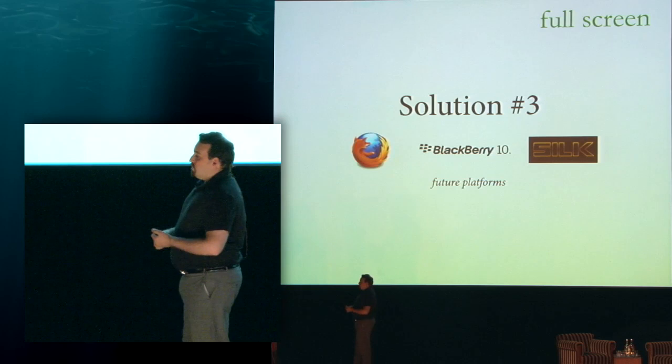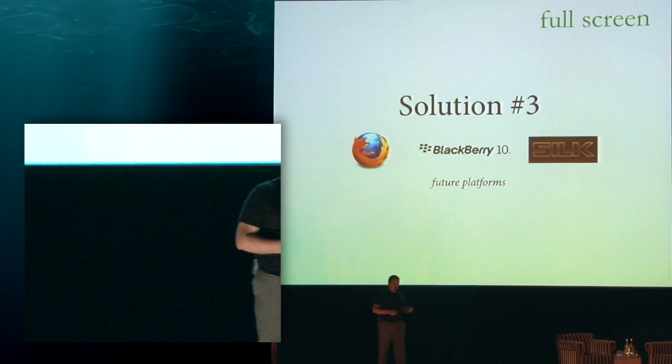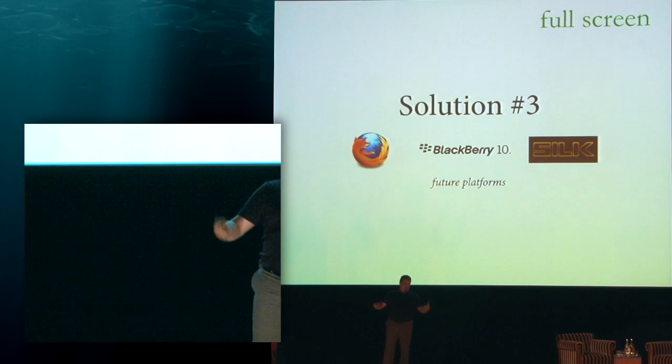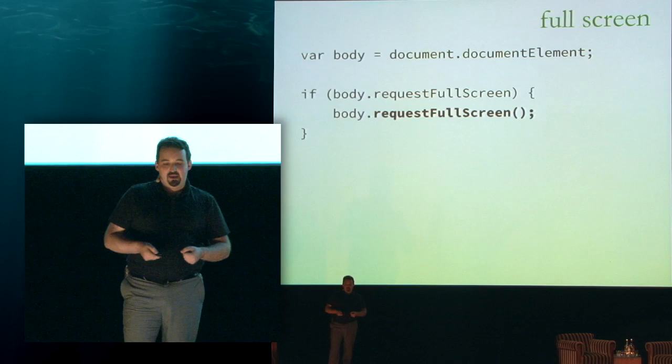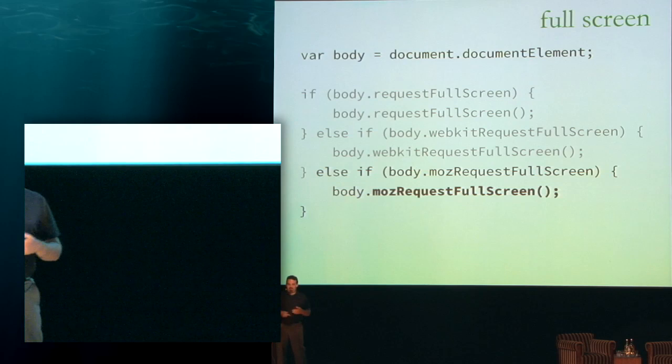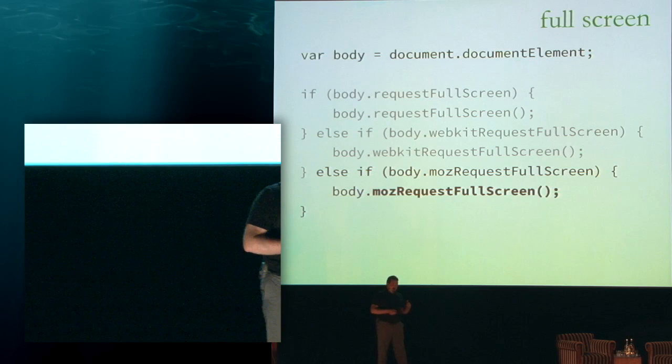Solution number three, and this solution is for Firefox, BlackBerry 10, and Amazon Silk, that's the browser on the Kindle Fire, and maybe future platforms, because this is the official way of doing full screen. It's the full screen API. Unfortunately, the full screen API today is prefixed in these browsers I have just told you. So we need to provide the WebKit version and the Moz version, for Firefox, BlackBerry 10, and that kind of stuff.